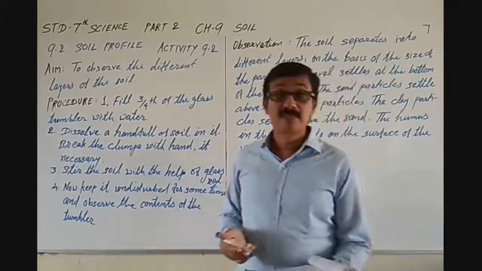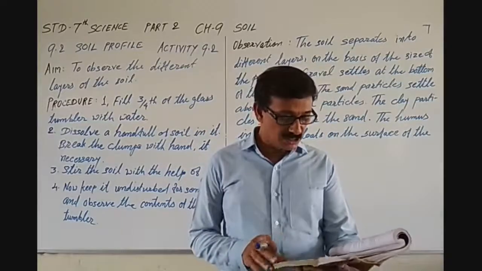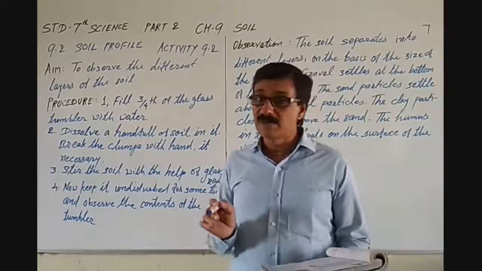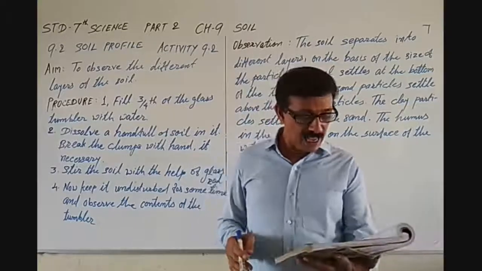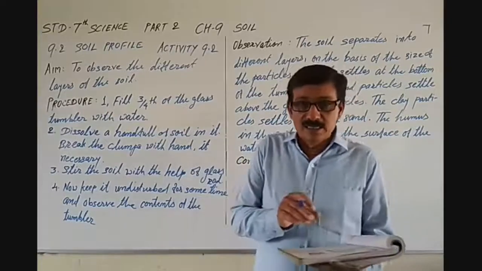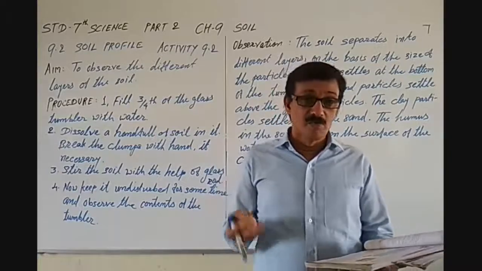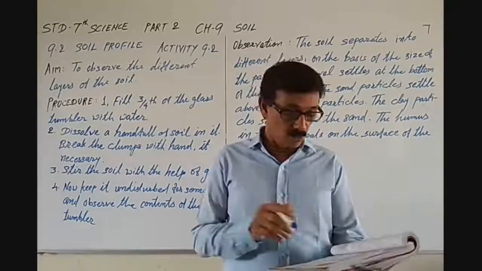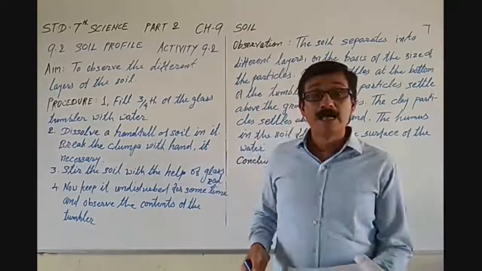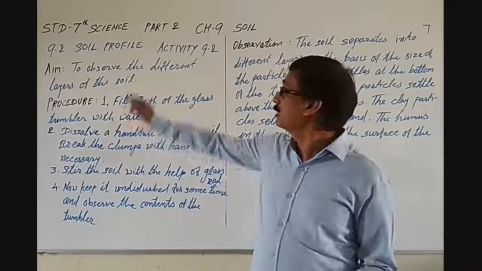Now let's go further. Buzo is there. What does Buzo say? I have seen pots and toys made up of soil in haat. Haat means market. So Buzo saw pots and toys made of soil in the haat. The type of soil from which we can prepare these pots and toys we will discuss later. Let's discuss further point 9.2, soil profile.